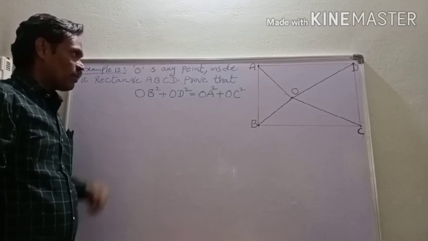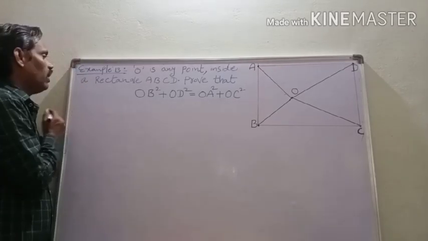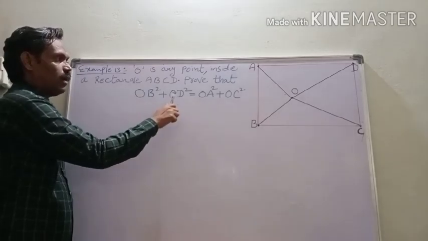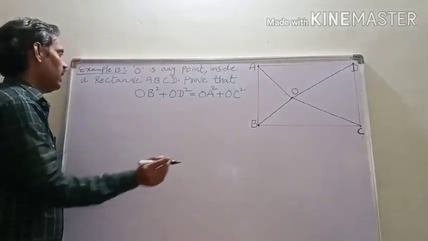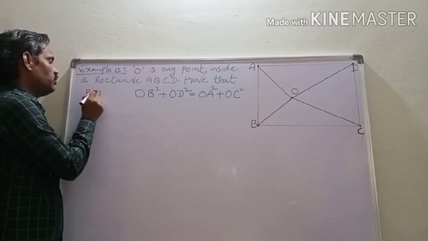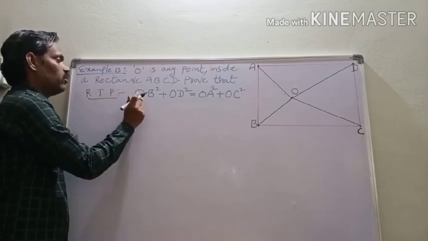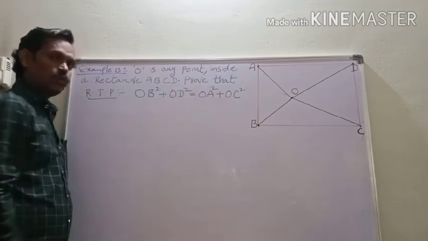Now, the next one is, what is our RTP? Our RTP is nothing but OB square plus OD square is equal to OA square plus OC square. I will write it here only because of space problem. RTP is OB square plus OD square is equal to OA square plus OC square.